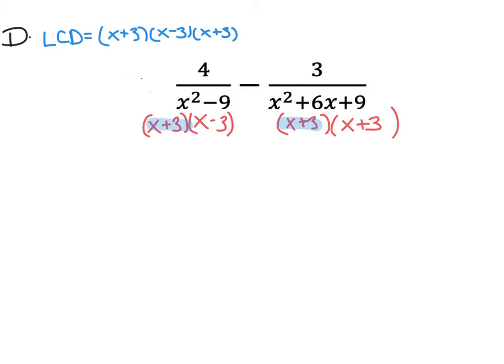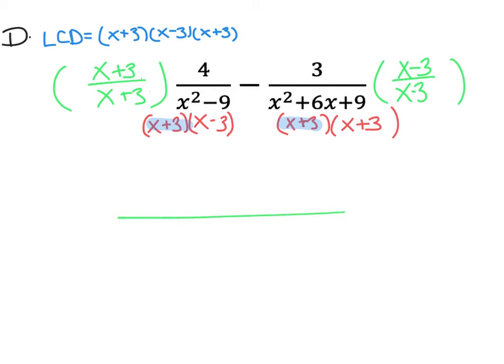So I need to multiply the first expression by the missing x plus 3 to make the denominator have all three factors. To make this denominator have all three factors, I need to multiply by x minus 3 over x minus 3. Okay, so I am going to write out my denominator, x plus 3, another x plus 3, and then x minus 3.